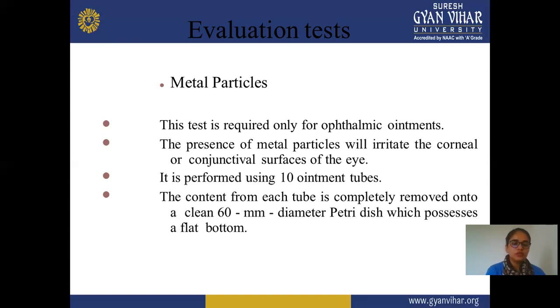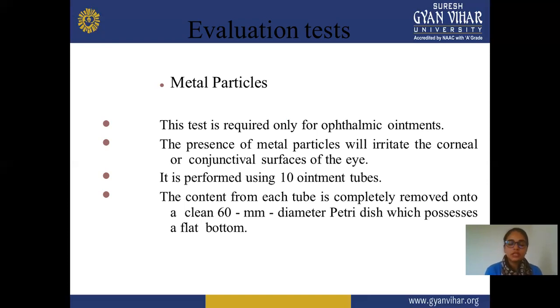For performing these tests, we are required to take 10 ointment tubes at random from that particular batch. The content from each tube is completely removed onto a clean 60 mm diameter petri dish with a flat bottom. Means after taking 10 ointment tubes randomly from the batch, these tubes are opened and the complete formulation is spread into the petri dish so that you can easily check the metal content.